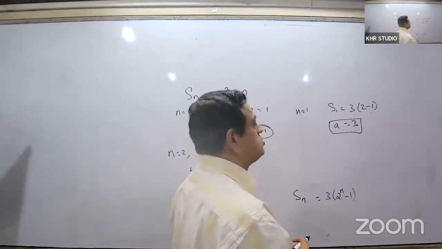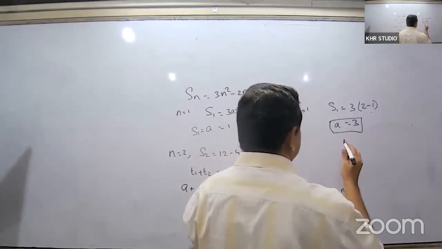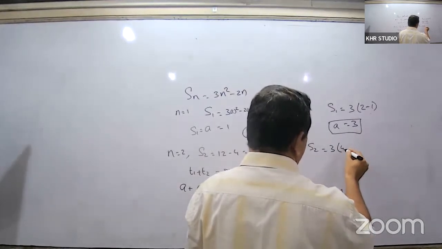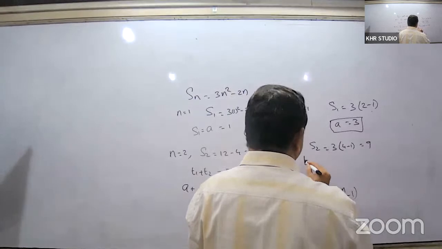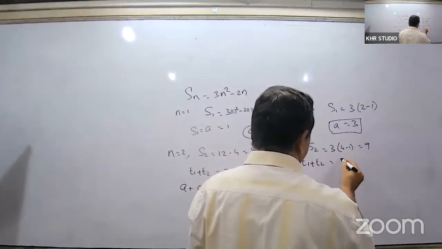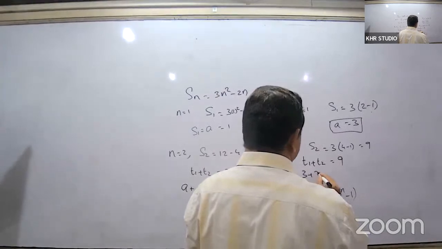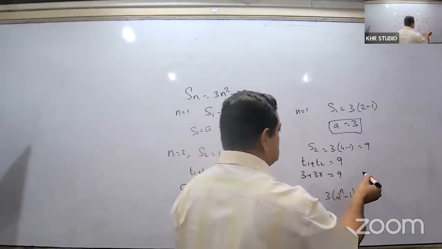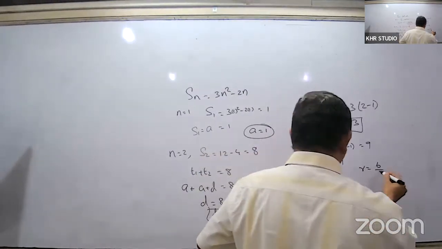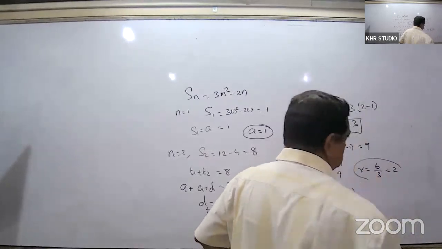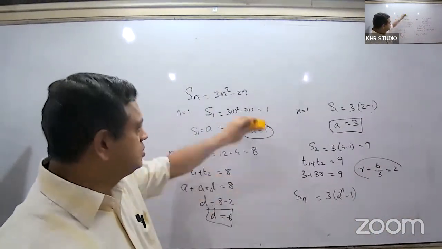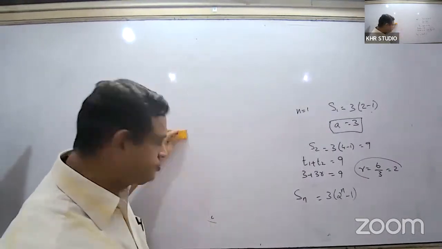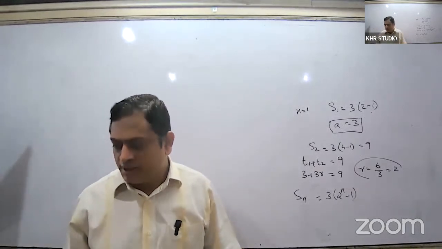Then next, what is the second one coming as? S2. What will you get here? 3 into 2 square, that is 4, minus 1. That is equal to 9. S2 is T1 plus T2, which is equal to 9. That is 3 plus 3R. A plus AR is equal to 9. So 6, and this is coming as R is equal to 6 by 3. Followed? Yes. The same format is coming for both of them. Okay, so that is all. Done, all of you? Nice, no?